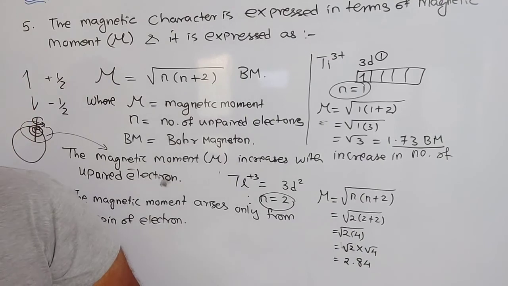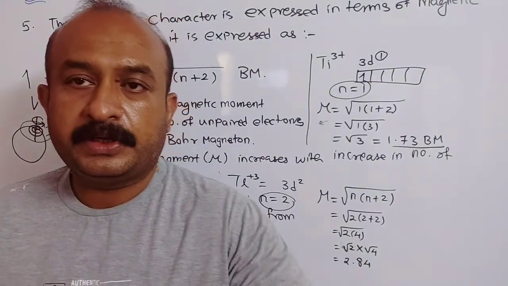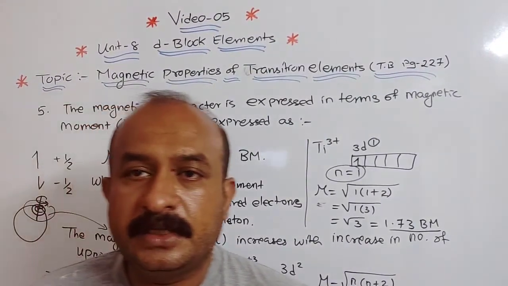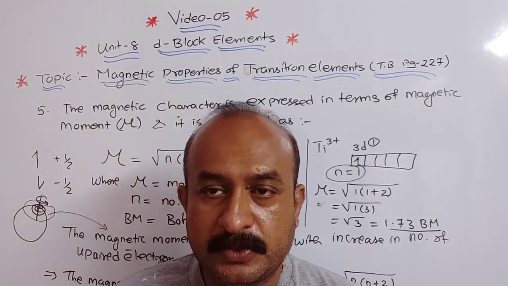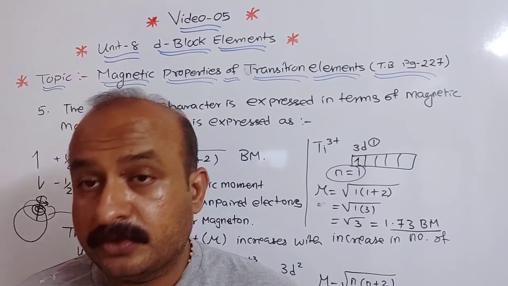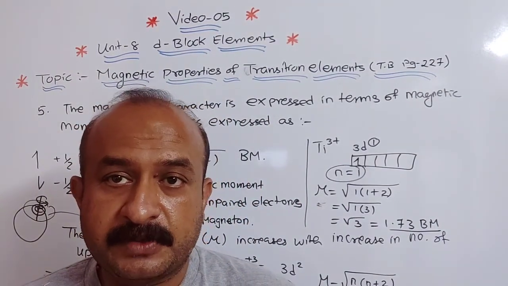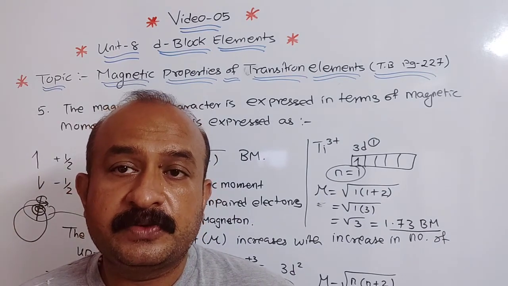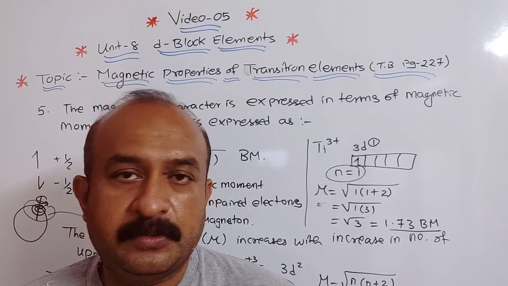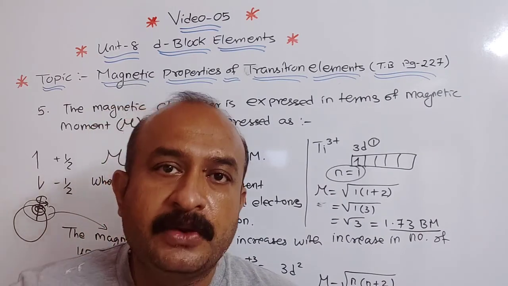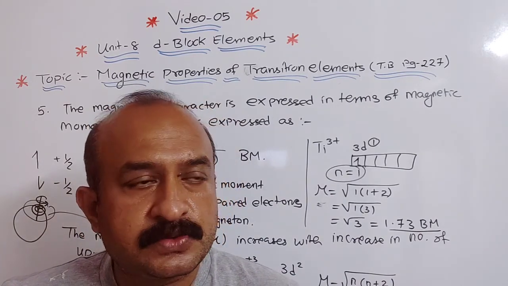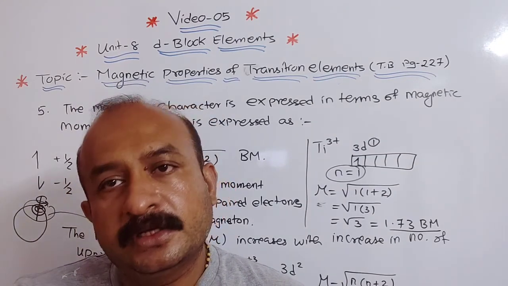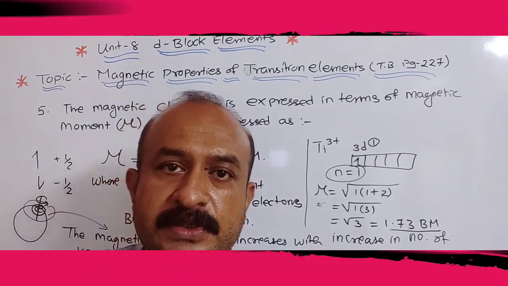So this was all about the magnetic properties of transition elements. In that we have discussed many things. Something you must have recalled, something you must have come to know new today. That is, magnetic moment is due to the spin of the electron, and magnetic moment increases with increase in number of unpaired electrons. That tabular form you can see. So from that you can make up. So this was all about the magnetic property of transition elements. Next time we will continue with the other properties, the general properties. Thank you.